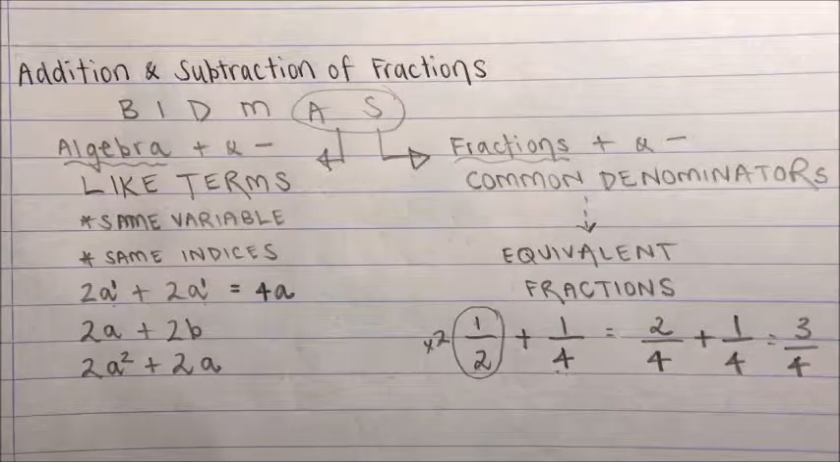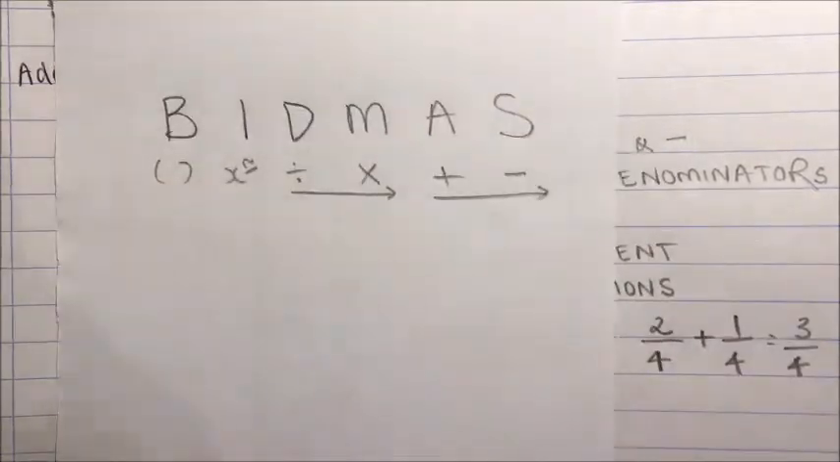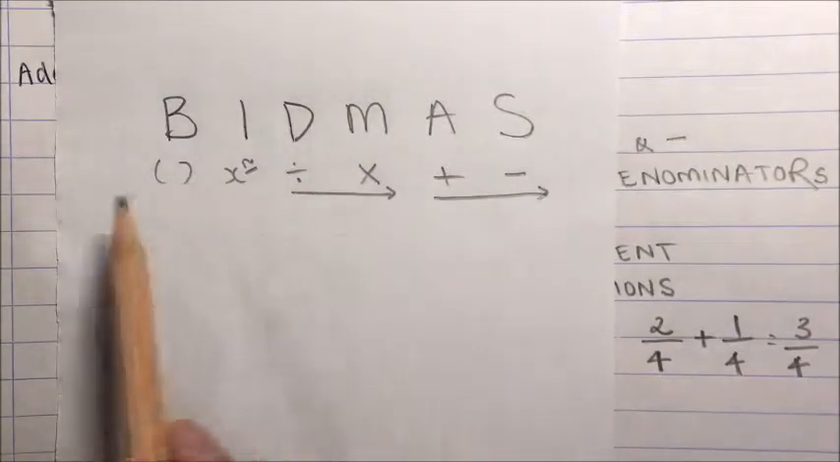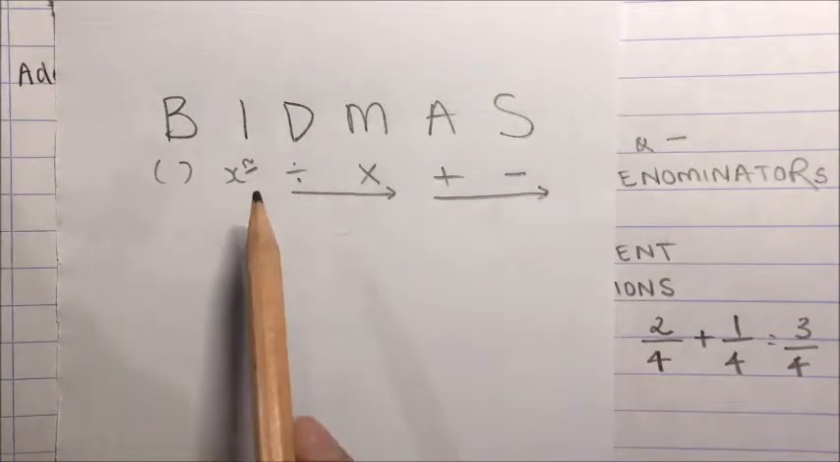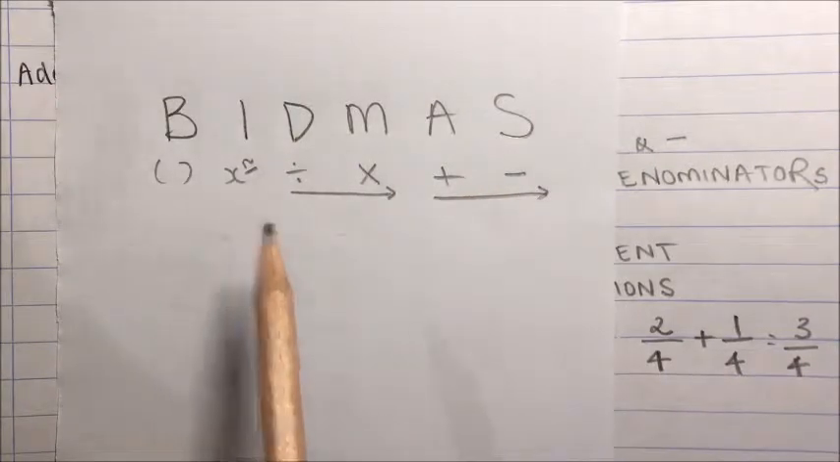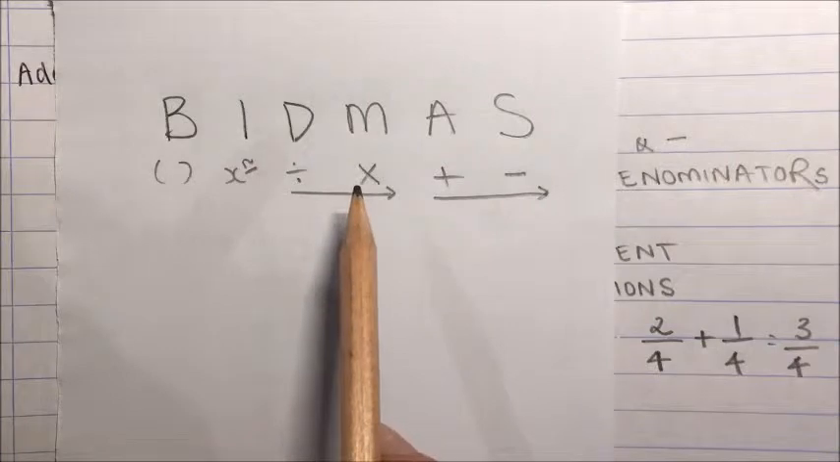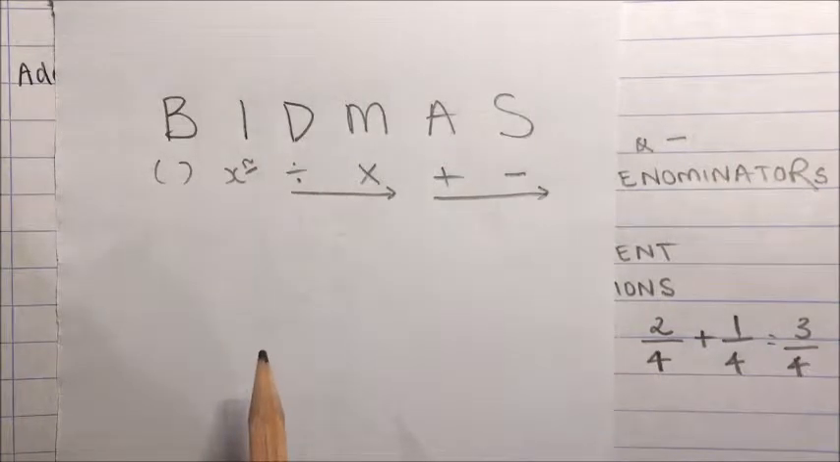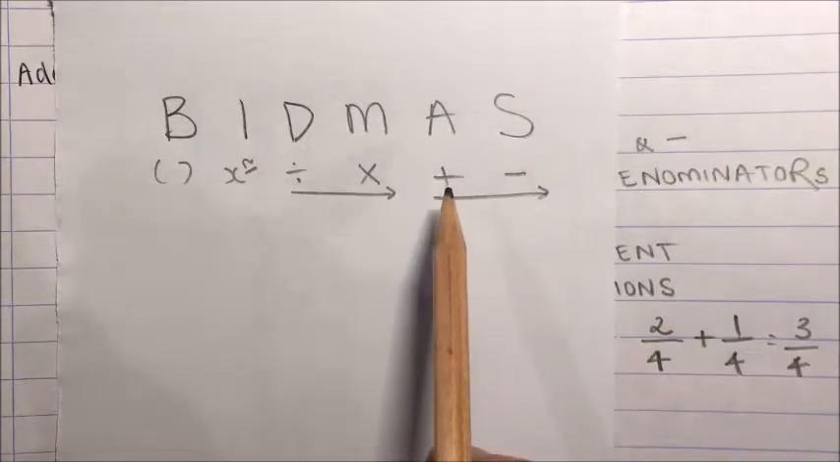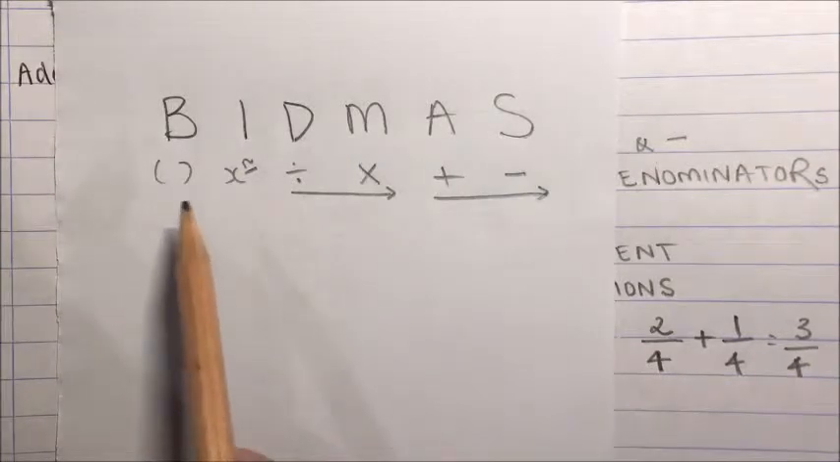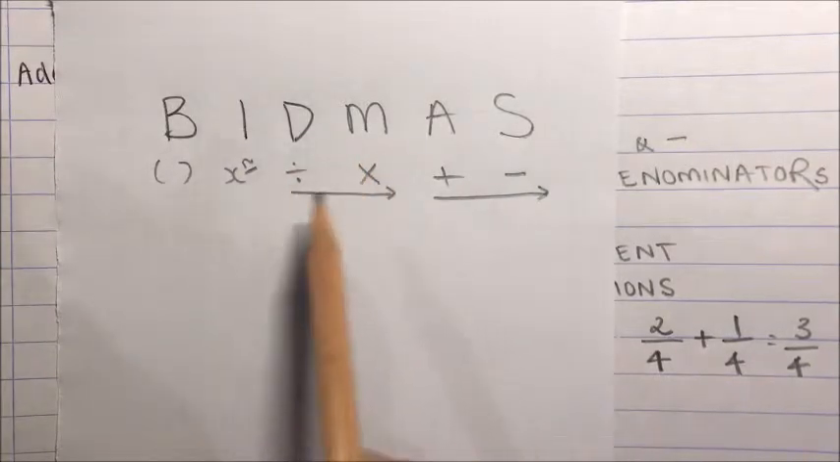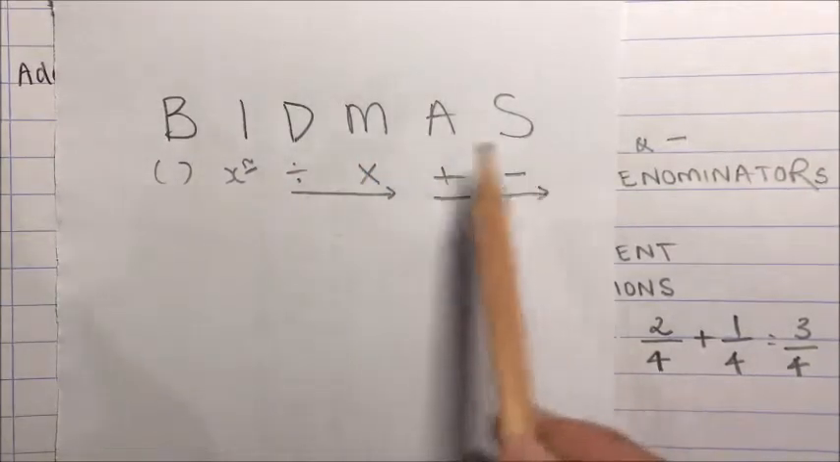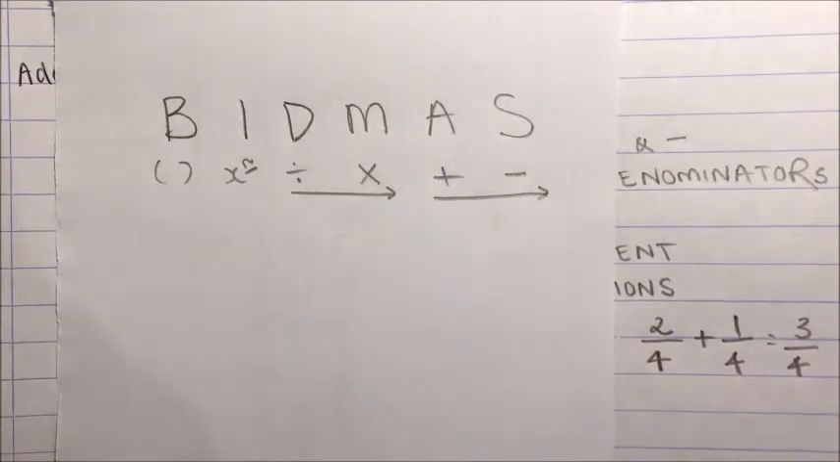And another little reminder that we'll come back to later, don't forget when you've got equations that contain more than one operation, BIDMAS: brackets, then indexes, then division and multiplication, left to right, whichever comes first, then addition and subtraction. So it's 1, 2, 3, whichever comes first, 4, whichever comes first. Excellent.